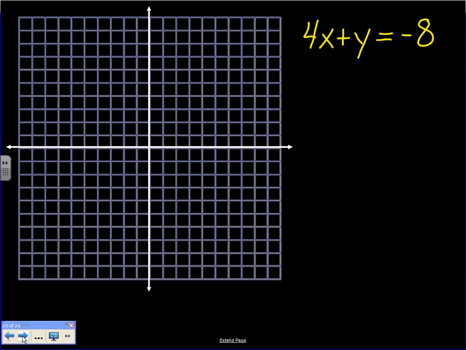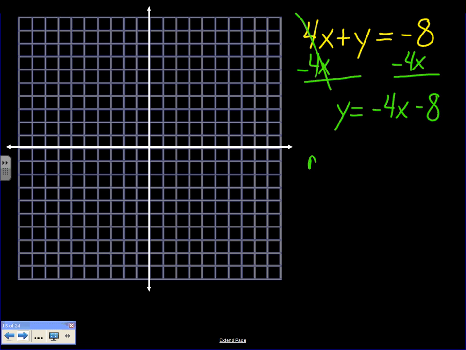This equation here, it's not in slope-intercept form, but this one doesn't take a whole lot to put it in slope-intercept form. You're just trying to get y all by itself. Subtract 4x from both sides, so therefore y is equal to -4x minus 8. And m is equal to -4. And b, the y-intercept, is equal to -8.